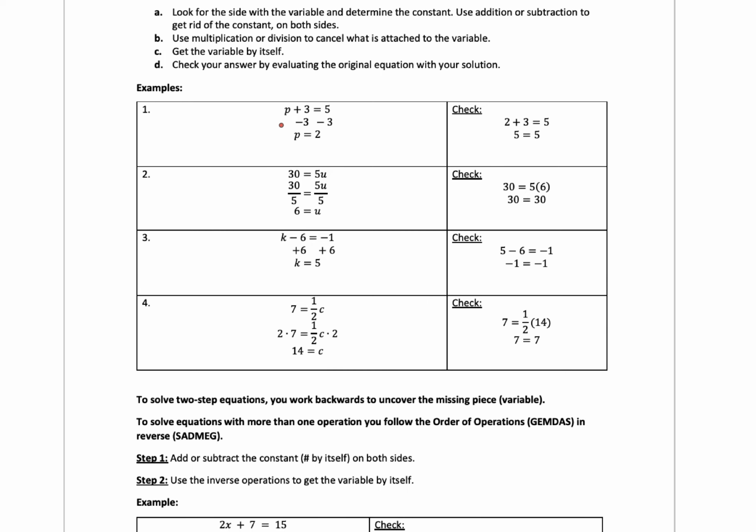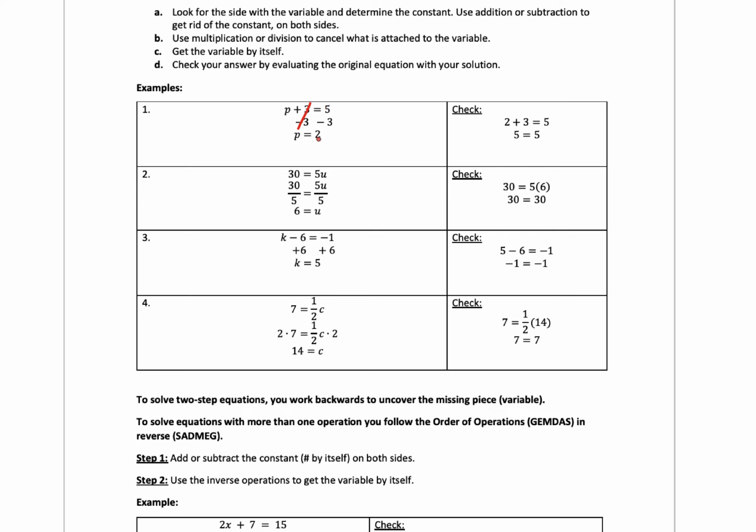So in the first problem, we have p plus 3 equals 5. We look on the side with the variable, and our constant is the number that does not include a variable. So we subtract 3 from both sides. Positive 3 and negative 3 are opposites, so they go away, and we just have p left over. Equal sign comes down, and 5 minus 3 is 2.